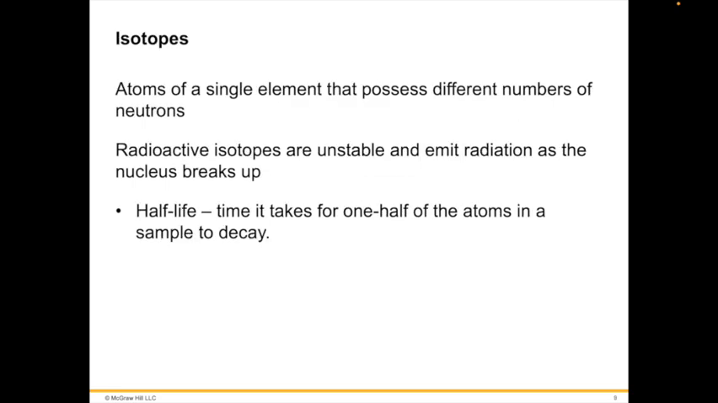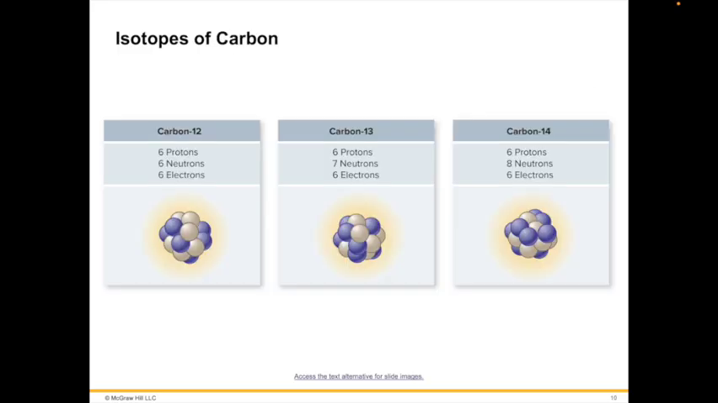On to isotopes. Although all atoms of an element have the same number of protons, they may not all have the same number of neutrons. Atoms of a single element that possess different numbers of neutrons are called isotopes of that element. Most elements in nature exist as mixtures of different isotopes. Carbon, for example, has 3 isotopes, all containing 6 protons. Please see figure 2.4, which is now before you.